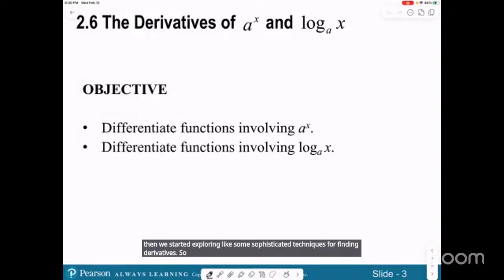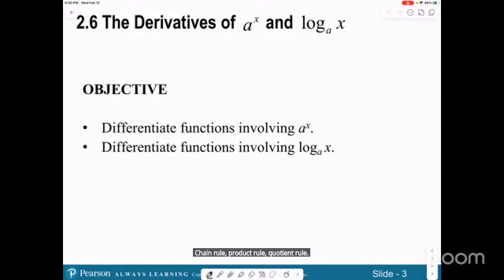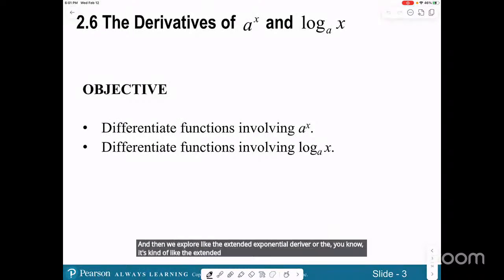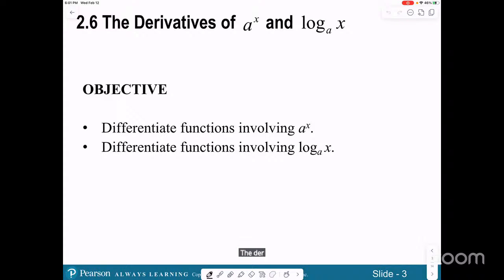That's where we had the power rule, chain rule, product rule, quotient rule, extended power rule. Then we started exploring exponentials, base e. A unique property of the exponential function is that it's its own derivative. So the derivative of e to the x is e to the x. Then we explored the extended exponential derivative, kind of like the extended chain rule, but applied to the exponential. We also explored the derivative of log. The derivative of natural log was du over u, or f prime over f.